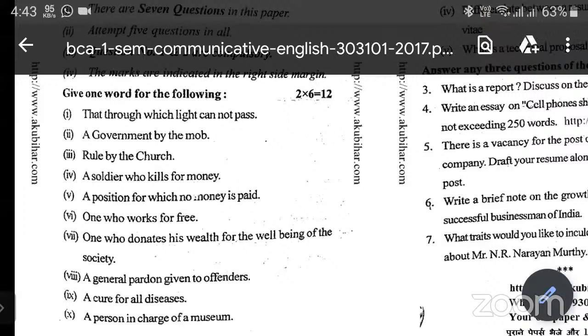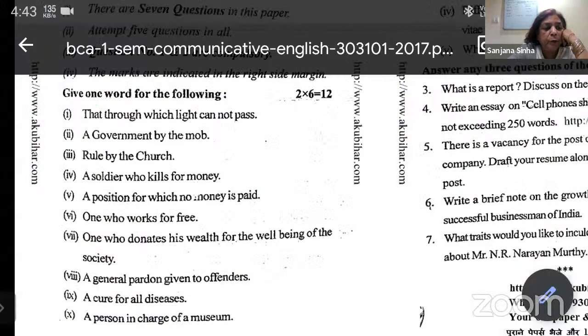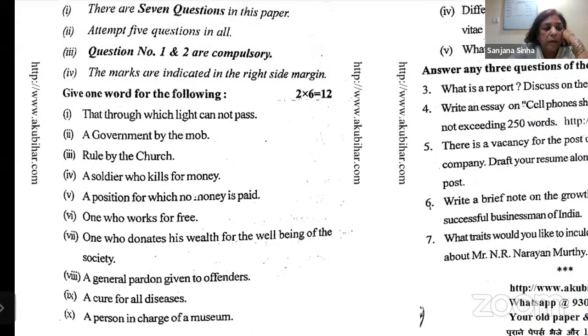OPAQUE. Okay. Opaque. That through which light cannot pass. The one word substitute is opaque. Now find out what is the government by the mob.